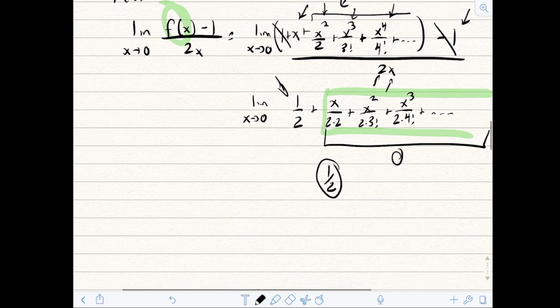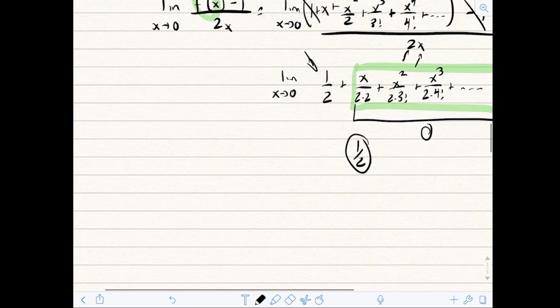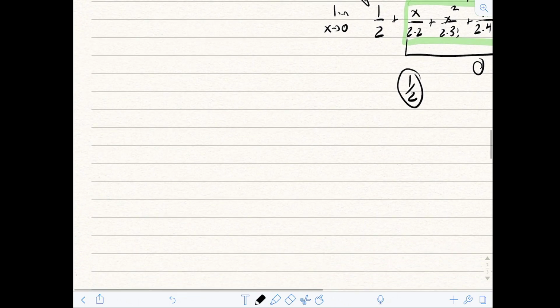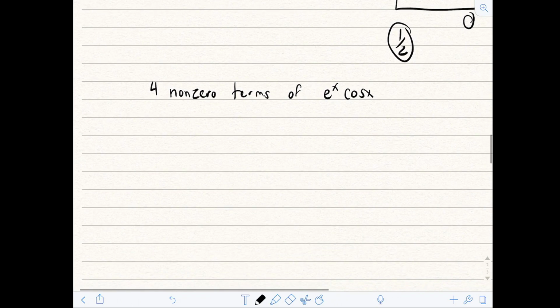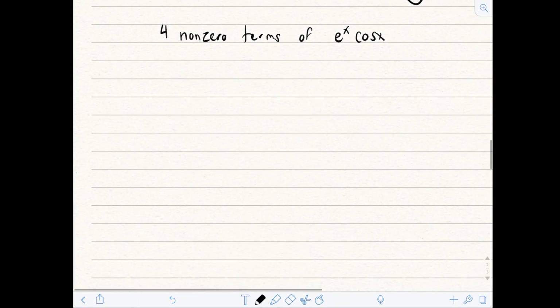All right, and the last problem that I'm going to be working with. Let's say that I want the first 4 non-zero terms of e to the x cosine of x. Okay, so this is where things get really, really interesting, also kind of a little bit of a pain in the neck. So I'm going to write down all the series.